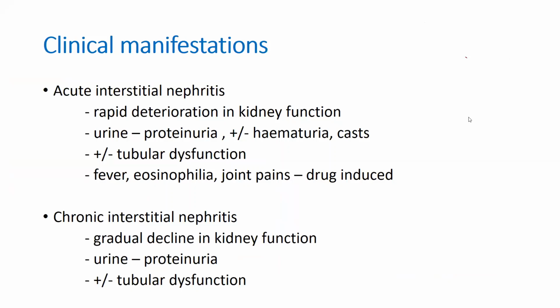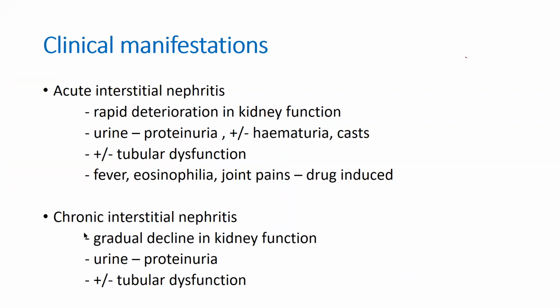So when this interstitium is affected, how does this clinically manifest? If it's acute, you can understand that will reduce your kidney function, because the interstitium and the tubules are very, very important to maintain normal kidney function. You can get proteinuria, sometimes a little bit of hematuria, and depending on the underlying etiology, if it's secondary to a drug, the patient might develop fever, eosinophilia, and joint pains.